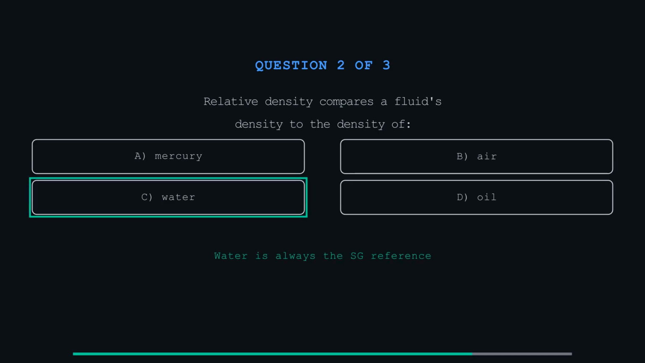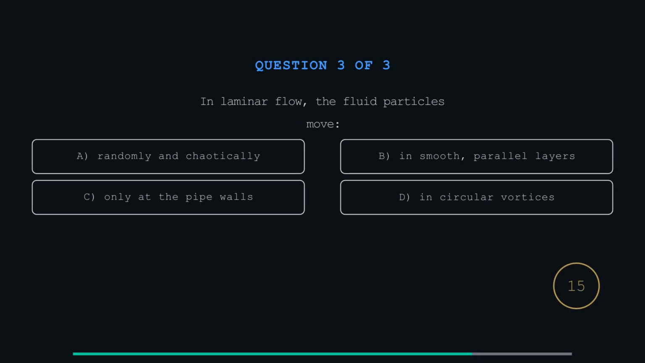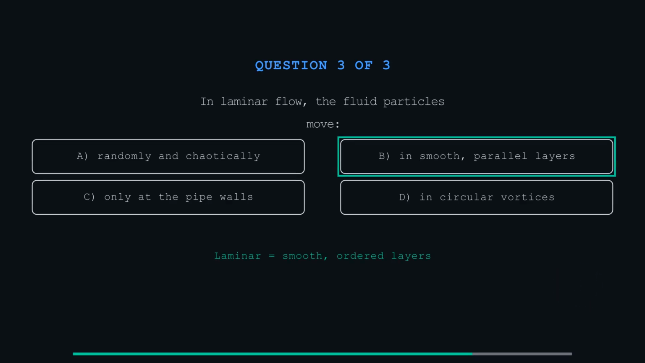The correct answer is C. Water is always the Sg reference. Read the question and select your answer. The correct answer is B. Laminar equals smooth, ordered layers.